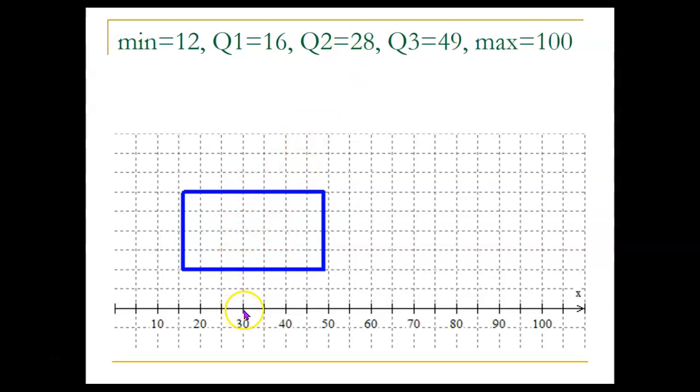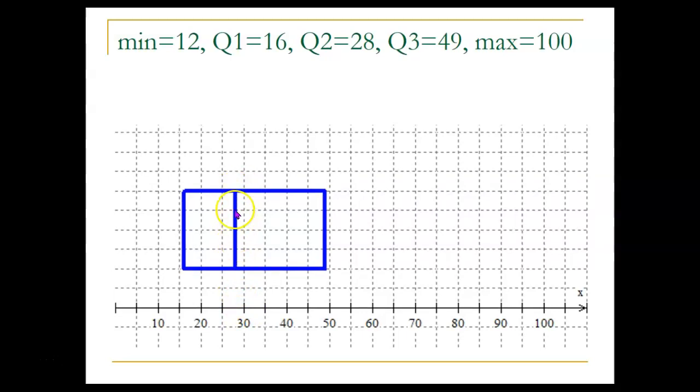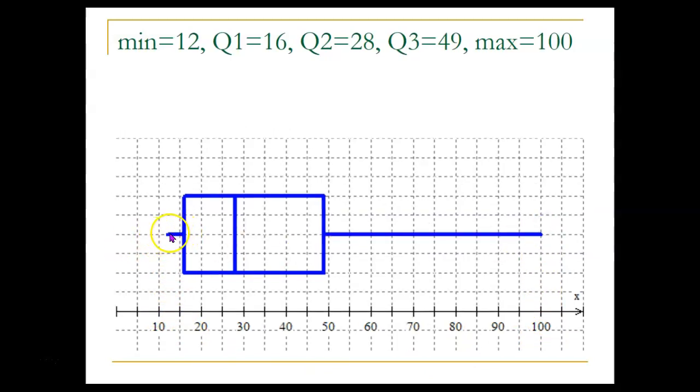That would be at 28. So a little bit to the left of 30 at 28, there's my line for Q2. So the box shows where Q1 and Q2 and Q3 are. And now my minimum is at 12, so that would be right about here. And my maximum is at 100, that's way up here. So I draw the whiskers, the lines, from the edges of the box down to the minimum and up to the maximum. So there is my box and whisker plot.